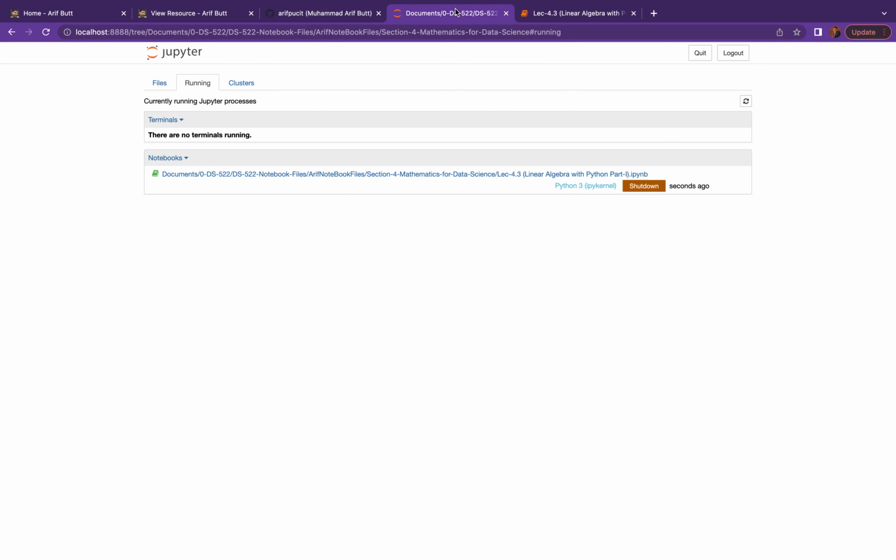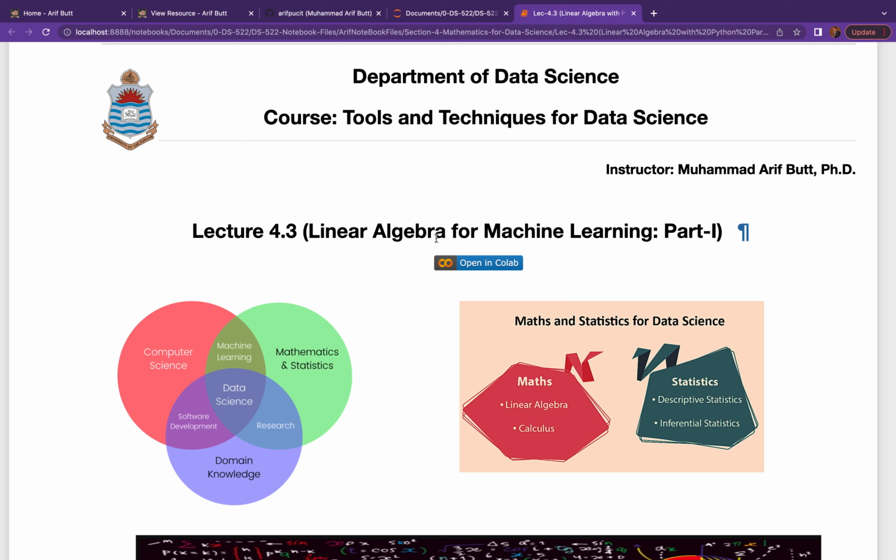Well, this is the Jupyter Notebook dashboard running locally on my machine at port 8888. And here is the notebook for today's session. Lecture number 4.3 of the fourth module, Mathematics and Statistics, for the course titled Tools and Techniques for Data Science.